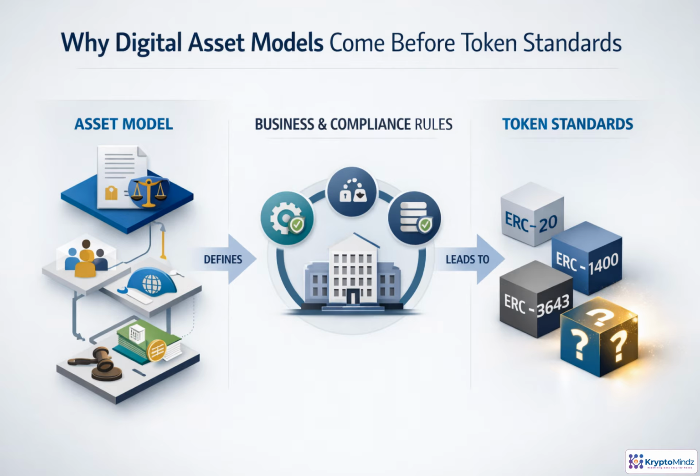A token standard should never be the first architectural decision. Start by modeling the asset, what it represents, what rights it gives, who may hold it, how transfers work, and what happens throughout its lifecycle. Those choices define the business and compliance rules. Only then can you select a standard, such as ERC20, ERC1400, or ERC3643. If the model is vague, the contracts may encode the wrong product, creating redesign costs and compliance gaps.